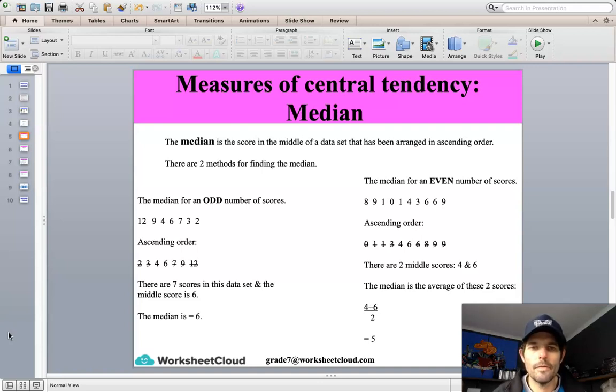We then need to find the mean or the average of 4 and 6. And we should know that to work out the mean, we add the 2 numbers together. So 4 plus 6 is equal to 10. And then we divide by 2 because there are 2 entries that we're working with. And the 2 entries are 4 and 6. So 10 divided by 2 is going to be 5. So the median of that even number of scores is 5.